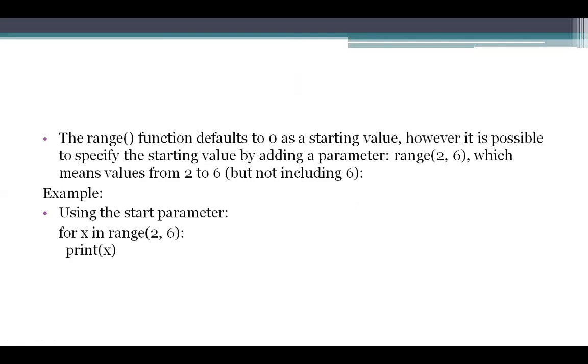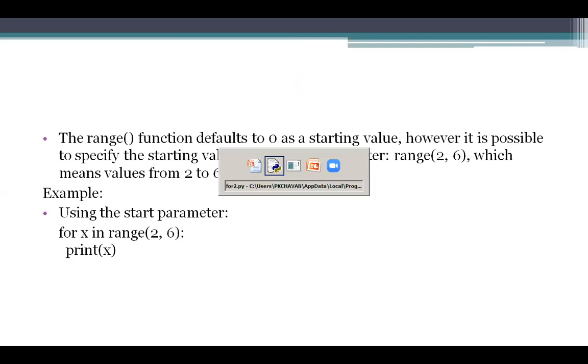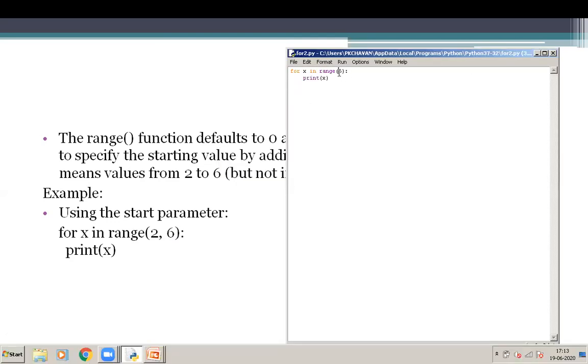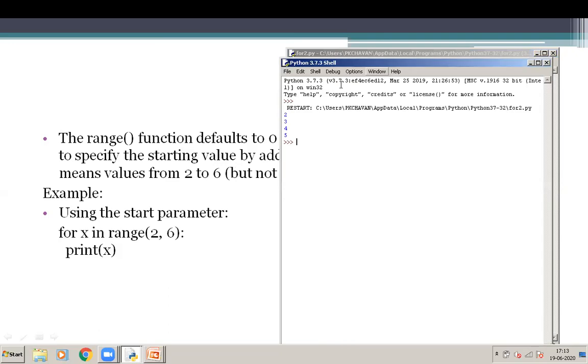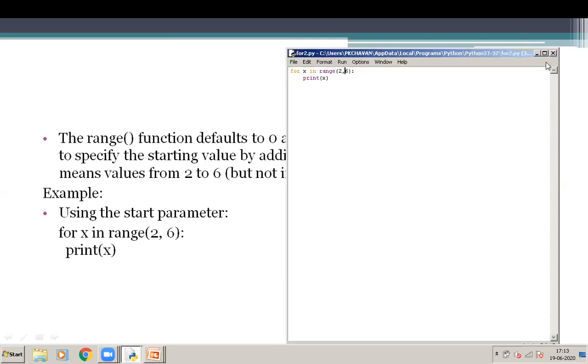If you want to mention from which number it has to start, it can be provided here like this. It can start from 2 and end by 6. So here you can mention it like this, 2 comma 6. If you do it that way, you can see it's starting from 2, 3, 4, 5. When it becomes 6, it comes out of the loop.